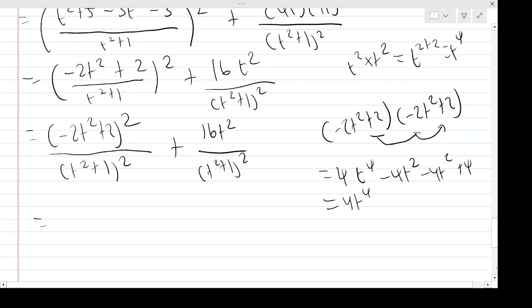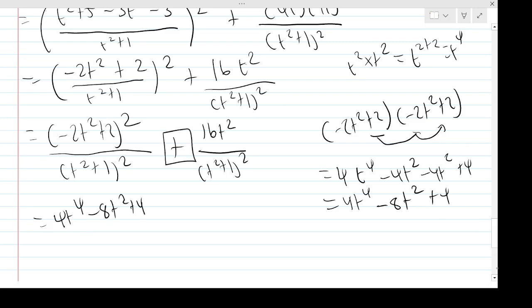There's only one power 4, so we leave it there. But I have t squares. I have minus 4t squared and another minus 4t squared. So that goes to minus 8t squared plus 4. And now I can just bring that in. So I've done that, that's the expansion. So that'd be 4t to the 4 minus 8t squared add 4.